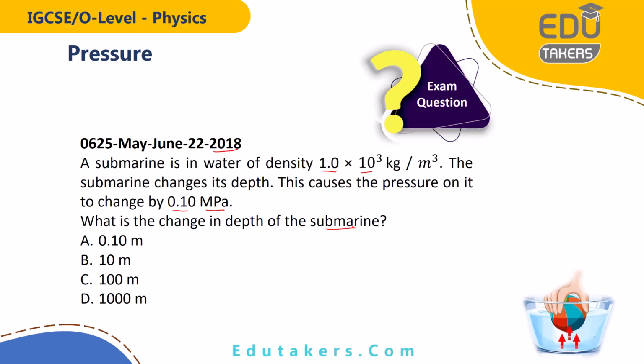So basically here the change in pressure is given and the density is also given. You have to calculate the change in depth. Means that when you apply this formula, change in pressure is equal to density times the gravitational field strength times the change in depth. You have to make the change in depth the subject. It would be equal to change in pressure over density times the gravitational field strength.